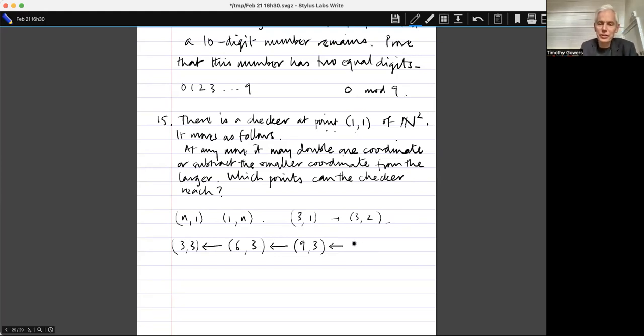The 9 3 must have come from subtracting the smaller from the larger, so it must have come from 12 3. And again, I could get this from 6 3, but I'm assuming that I don't want to make a loop, so I seem to be forced to 15 3. And from here I'm forced to 18 3, and so on. So it's clear that I can't make 3 3.